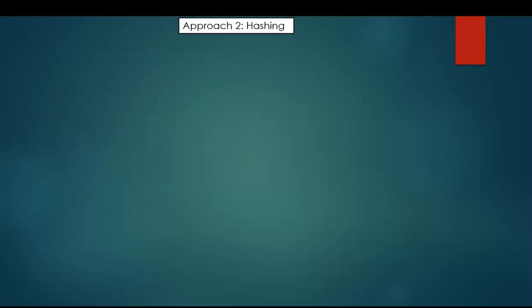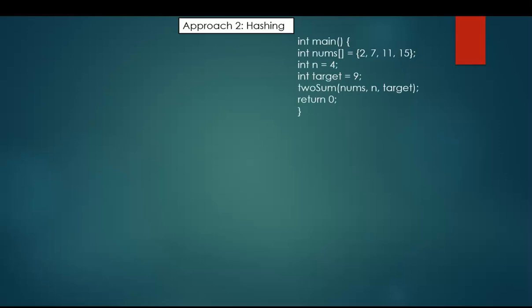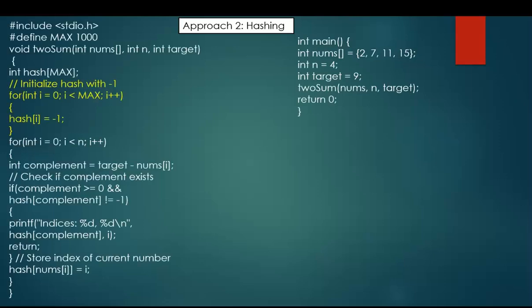Now let us solve the same two sum problem using hashing. This is my main function. My nums is the array. I'm taking the same example: 2, 7, 11, 15. N is equal to 4. Target is equal to 9. I call a function, and the name of the function is twoSum.